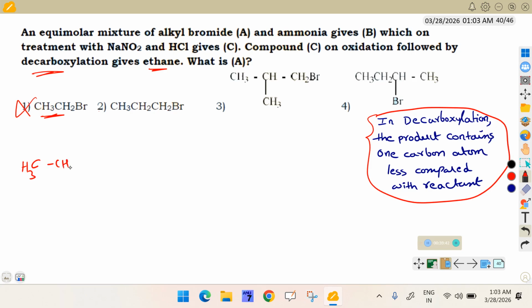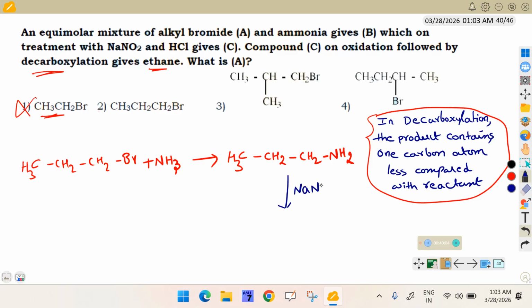CH3CH2CH2Br reacts with NH3. We know that alkyl halides react with ammonia, then it gives 1 degree amine, CH3CH2CH2NH2. This is a 1 degree aliphatic amine that reacts with NaNO2 plus HCl.